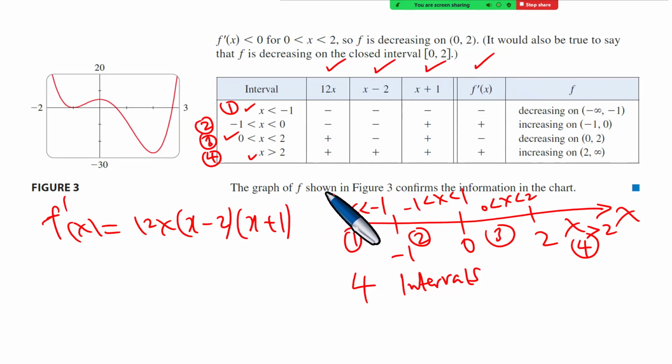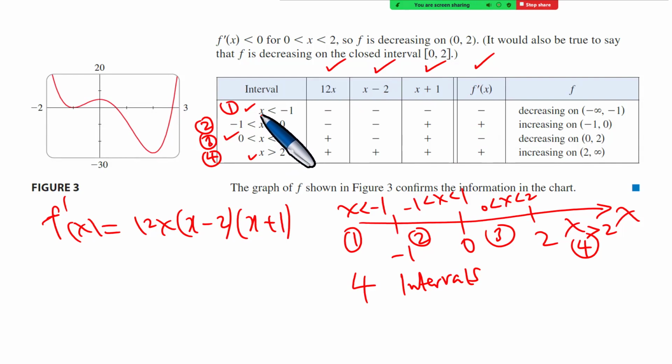The graph of f is shown in figure 3 and confirms the information in the chart. Let us first go through the information in the chart. If we look at 12x, whenever x is less than minus 1, you can put an arbitrary number less than minus 1, like minus 2, in the place of x. 12 times minus 2 is minus 24, which is negative. Minus 2 minus 2 is minus 4, negative. Minus 2 plus 1 is negative. That is why you have the negatives there.